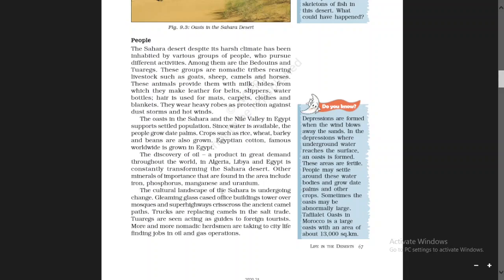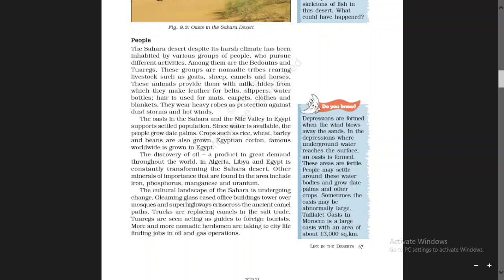The cultural landscape of the Sahara is undergoing changes. Gleaming glass-cased office buildings tower over mosques, and superhighways crisscross the ancient camel paths. Superhighways means multi-lane highways, and crisscross means a pattern of intersecting straight lines or paths.